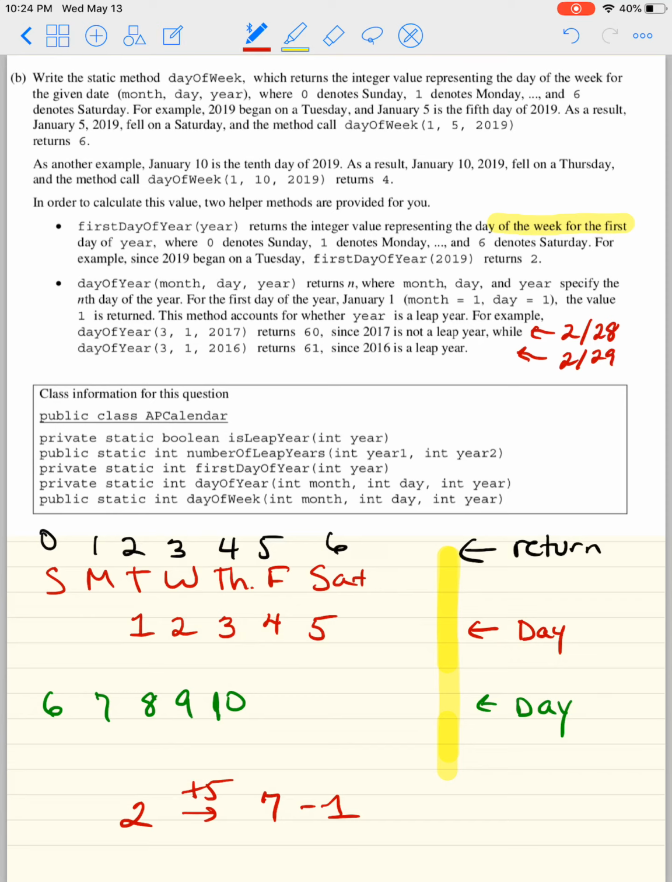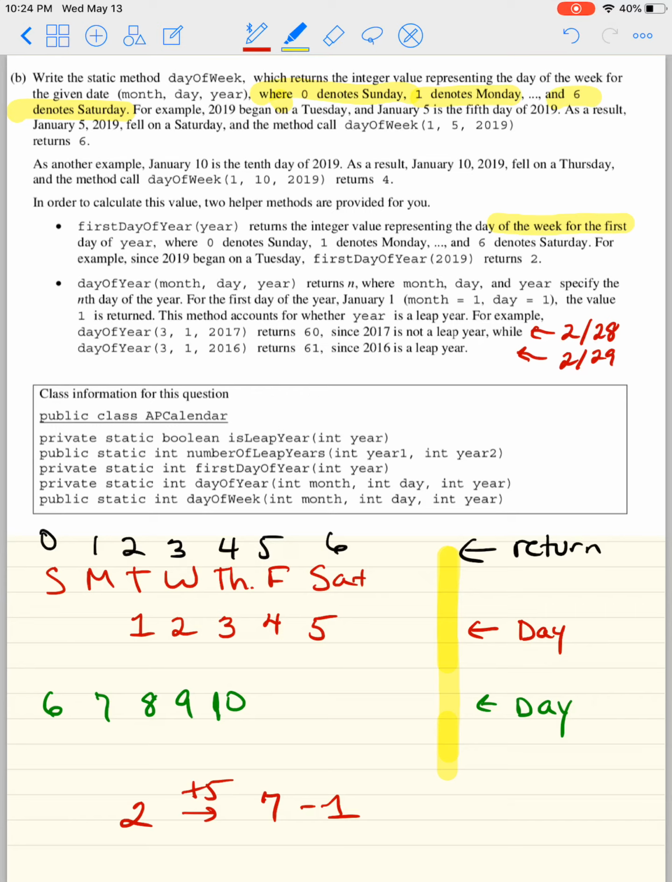for the given month, day, year, where 0 denotes, and this is going to be important, 0 is Sunday, 1 is Monday, 6 is Saturday. Now we know there's 7 days in the week, but they are starting at 0 to 6, so we've got to be careful there. For example, 2019 began on a Tuesday, and January 5th is the 5th day of 2019.